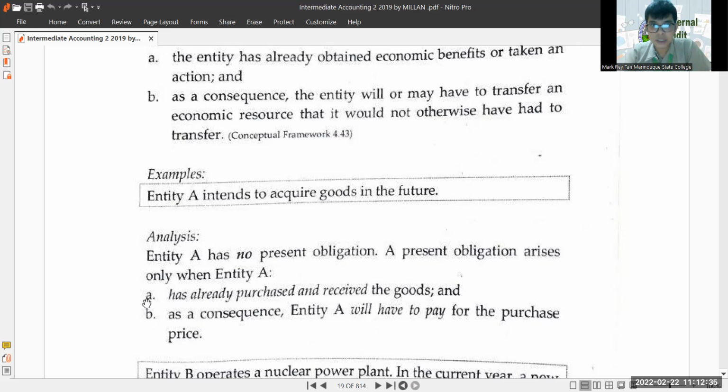So take note of the letter A here, past tense, purchase and receive the goods. Doon sa example natin, si entity A are just intending, gusto pa lang niya, nagpaplano pa lang siya mag-acquire ng goods in the future. So wala pang nangyayaring purchase, wala pang nangyayaring receive of goods. Therefore, entity A has no obligation yet. Okay.